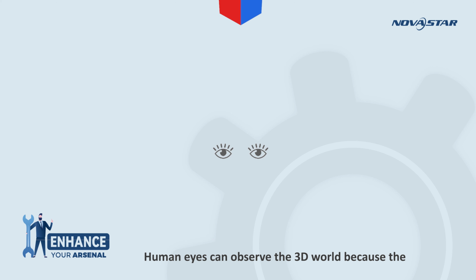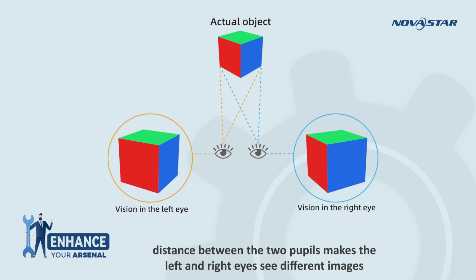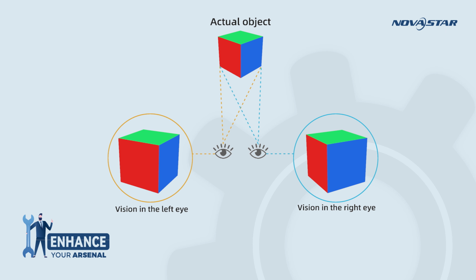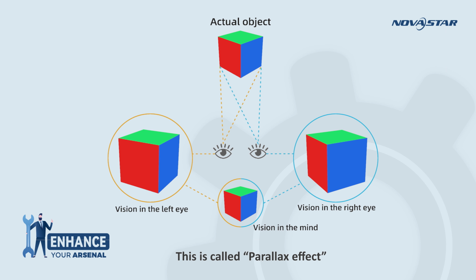Human eyes can observe the 3D world because the distance between the two pupils makes the left and right eyes see different images. Therefore, the brain receives different overlapped parts from the eyes. This is called the parallax effect, which makes people sense the distance to an object, therefore having 3D senses.